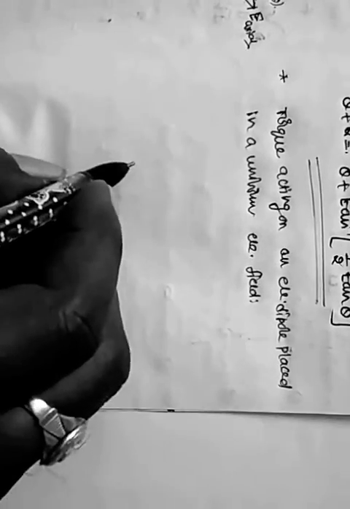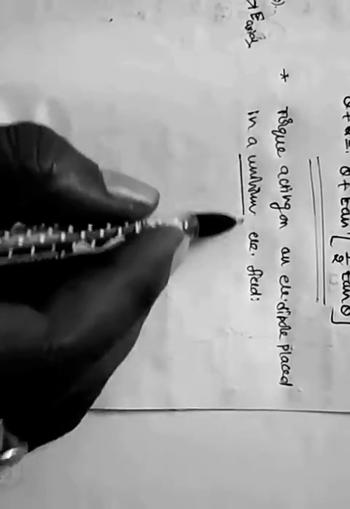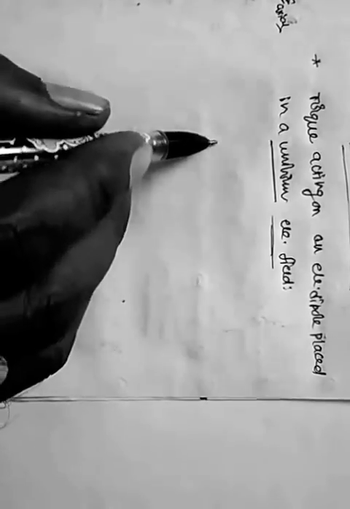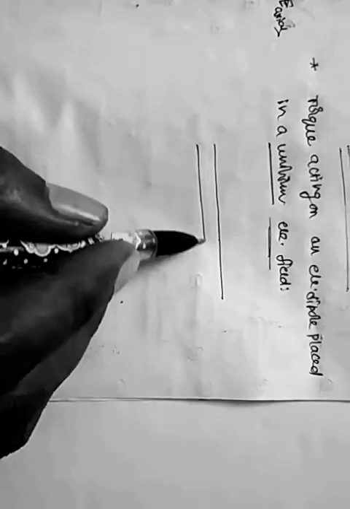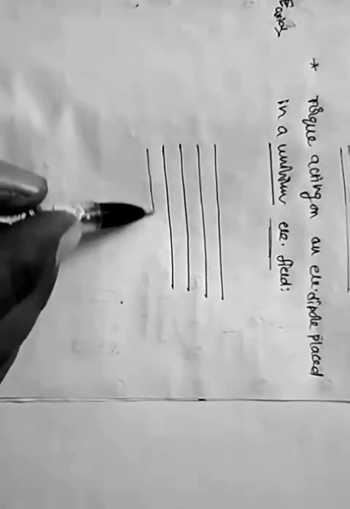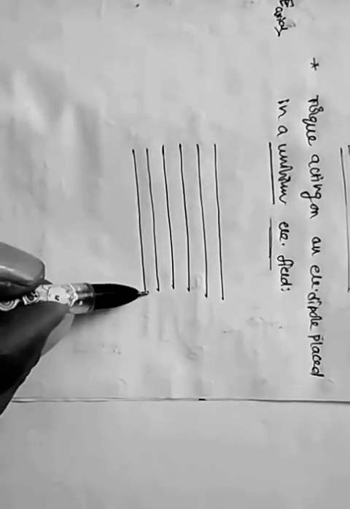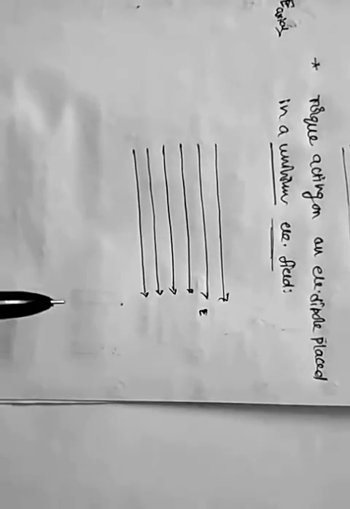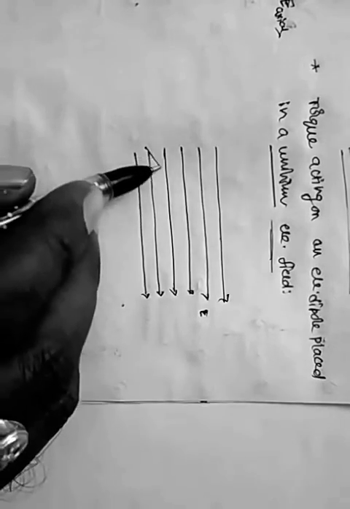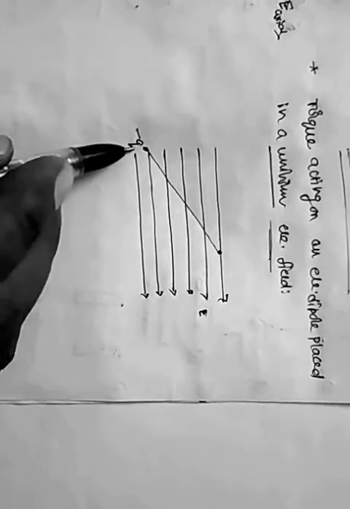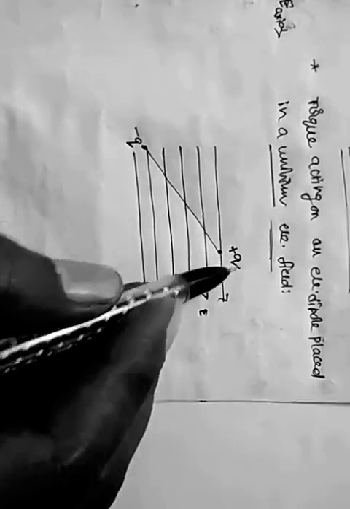What is meant by an electric dipole? You already know. What is meant by a uniform electric field? We explained it in the flux topic. All the electric lines of force which are parallel to each other and separated by equal distance is called a uniform electric field. Now that electric dipole is placed in a uniform electric field.